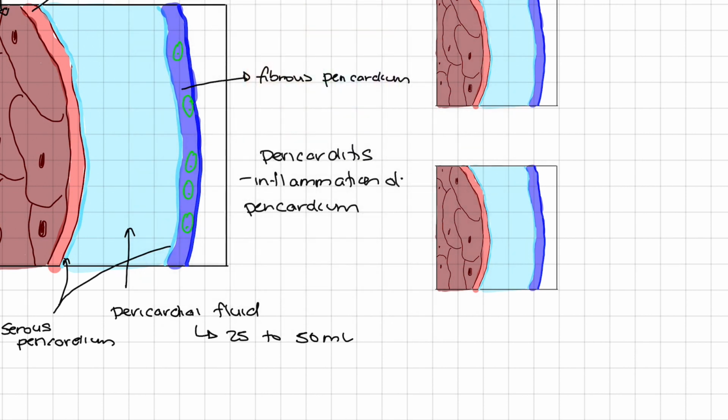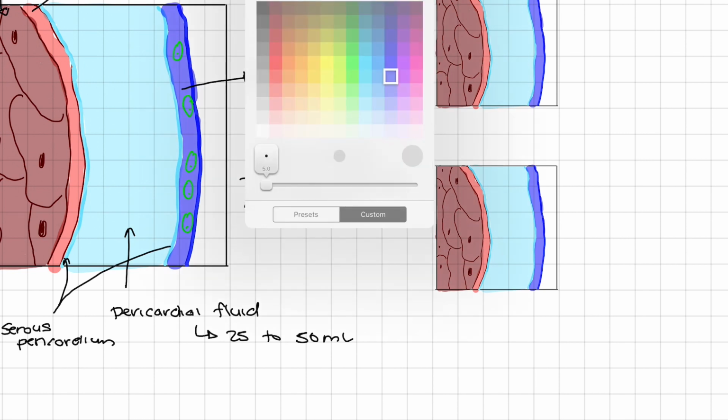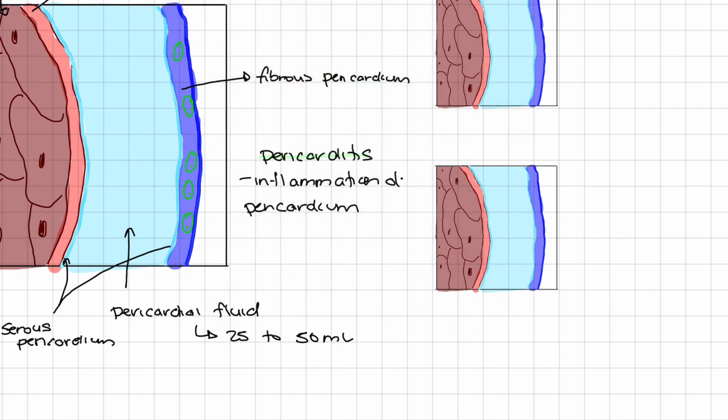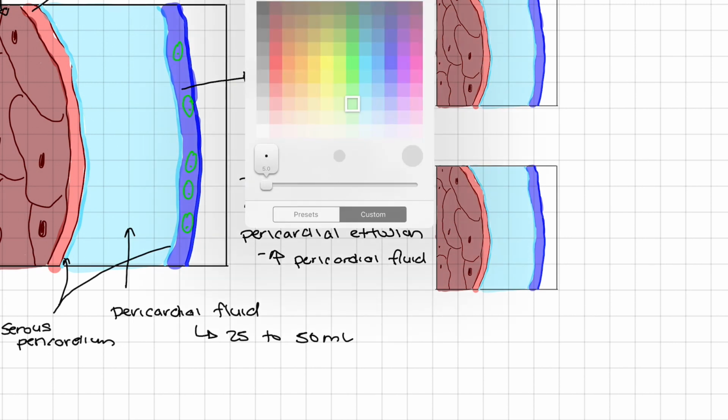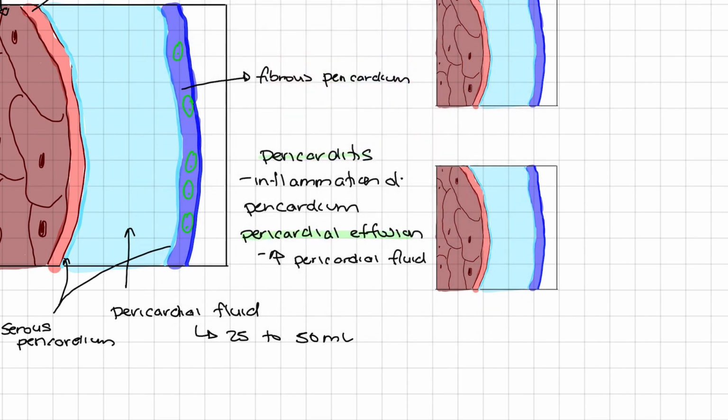The other thing that can go along with pericarditis is a pericardial effusion. A pericardial effusion is where we have an increase in fluid in the pericardial sac. Pericardial effusion is a result of increased pericardial fluid. And we can start to see an effusion occurring with as little as 50 milliliters extra pericardial fluid. So what we're talking about is an increase in fluid.